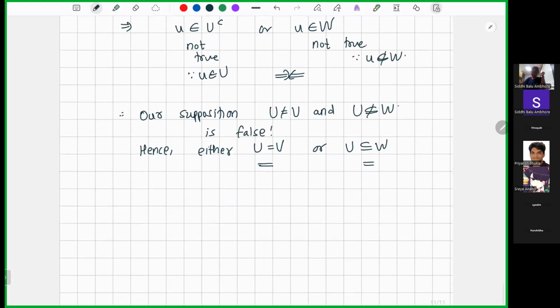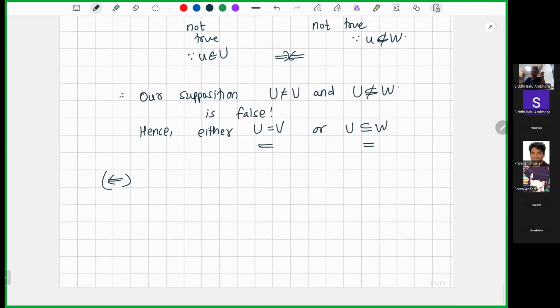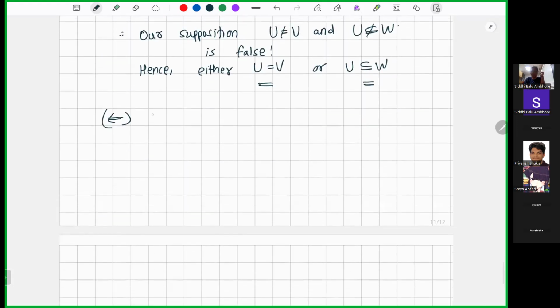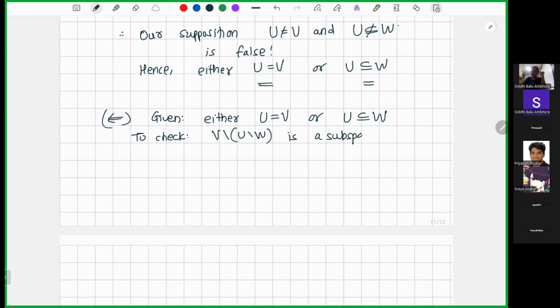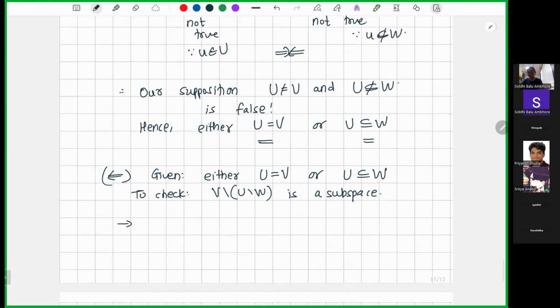So now the next implication: we are now given that U is V or U is contained in W, and we have to check that V minus U minus W is a subspace. So now we have to check for both these two possibilities that this is actually giving a subspace.